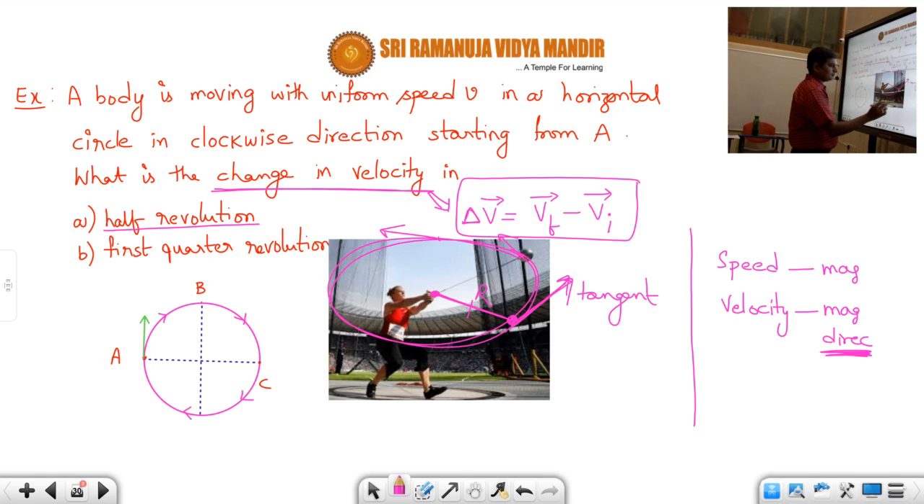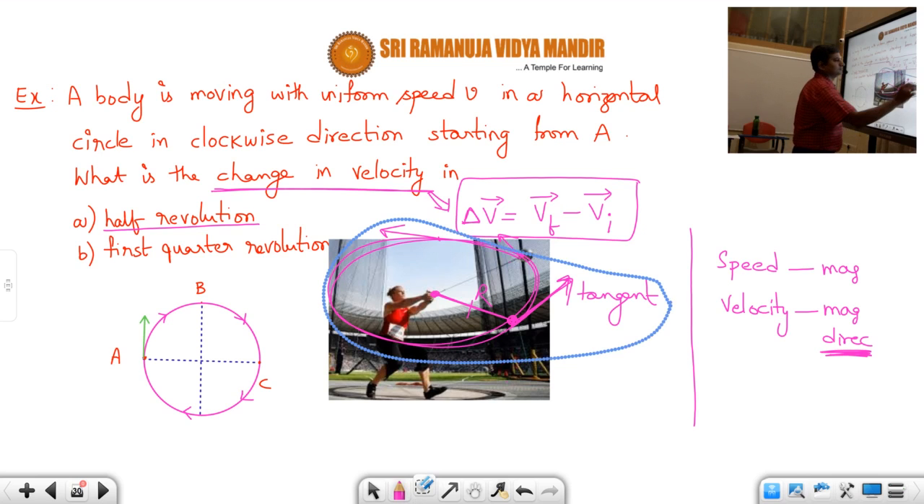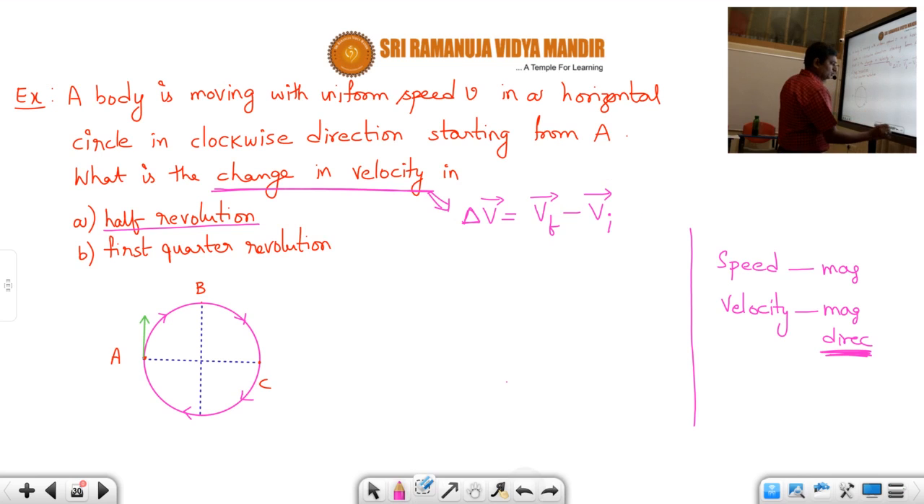Now let us see, students, how to find out this change in velocity for half revolution. Half revolution means from A to C, when the body goes from A to C. So now at the point A, students, its velocity is which side? Direction, it is upward. So the magnitude is V, upward. Okay, students. So this is called V.